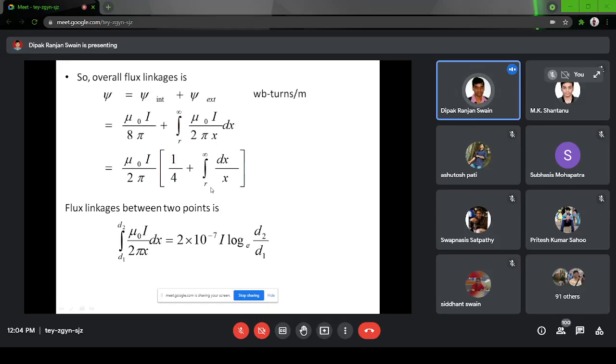Now if I calculate it between 2 points, let us say d1 and d2, then it will be 2 into 10 to the minus 7 I ln d2 by d1. For this half only I am talking about. So d2 by d1. Now here, when you calculate the total flux, there is always a constant term and a variable term. I said this term is constant, and this term depends on the distance at which you are calculating the total flux linkage.